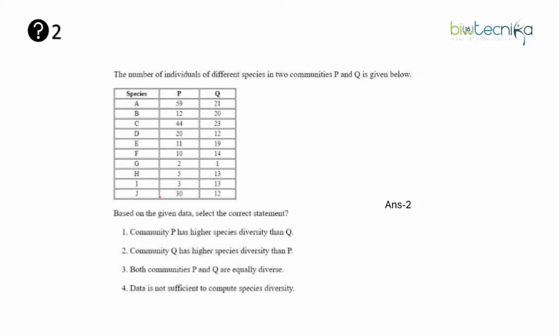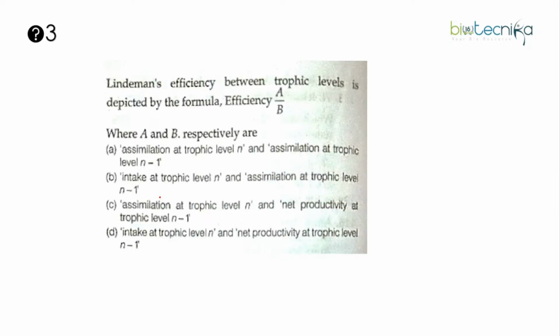Okay? You can definitely cross check with any of the formulas. But the answer is community Q has higher species diversity than P. I hope you have understood. So this is a part C question. But if you use logic, then as you have seen, it has become very simple and you can answer in seconds. You just have to know what is the logic behind the question.